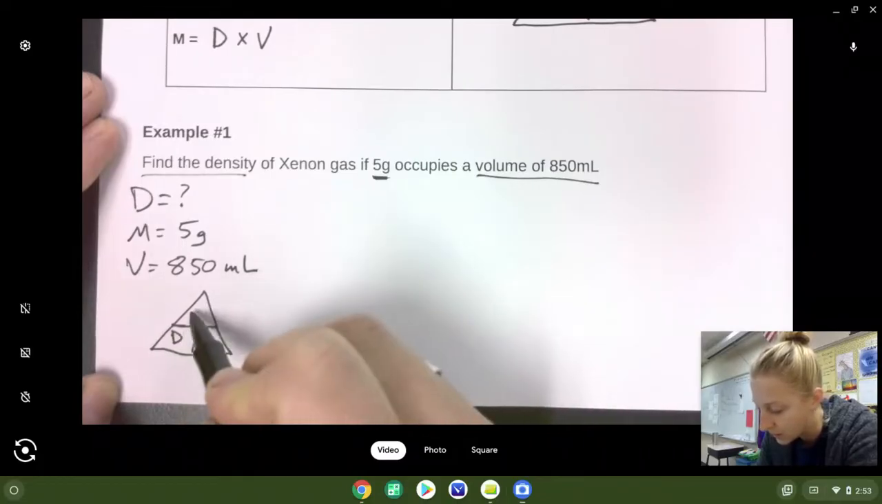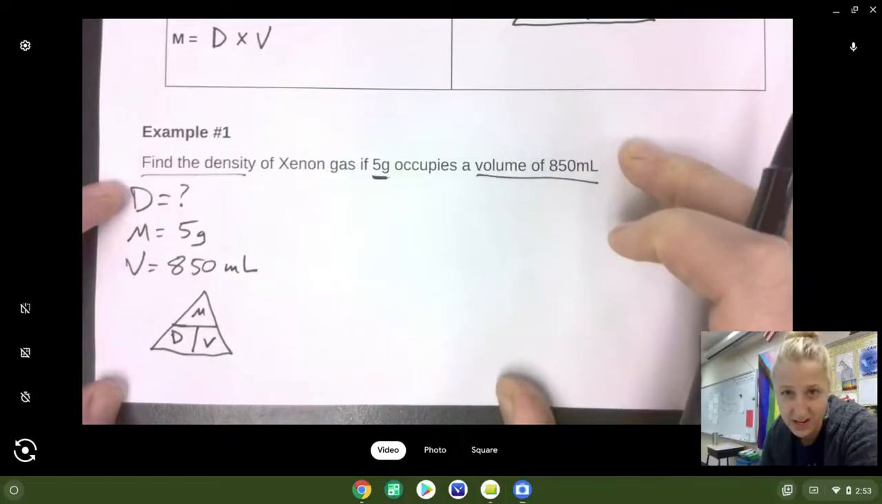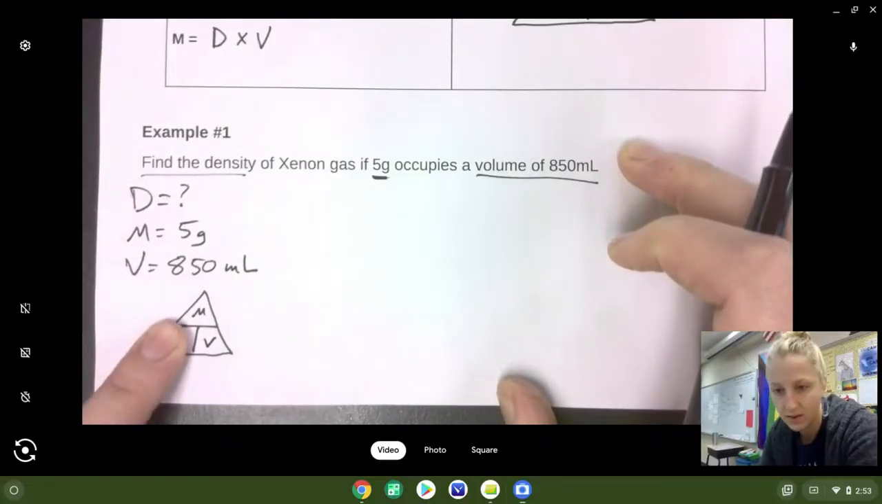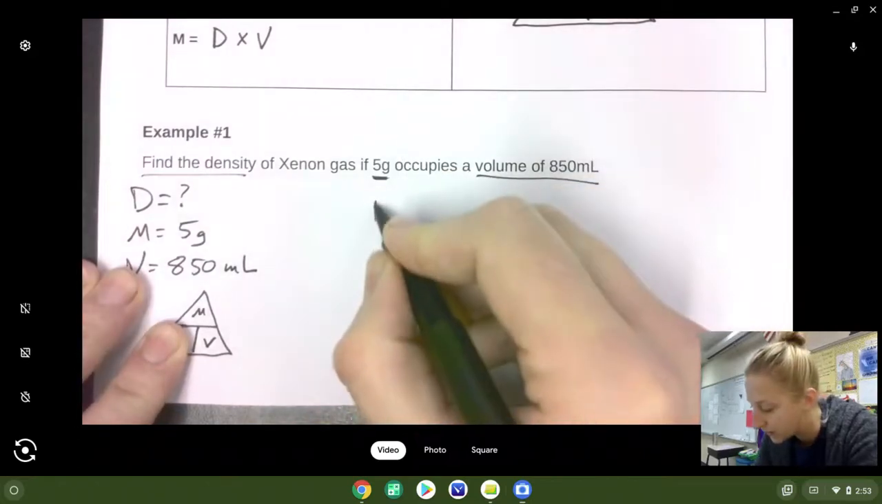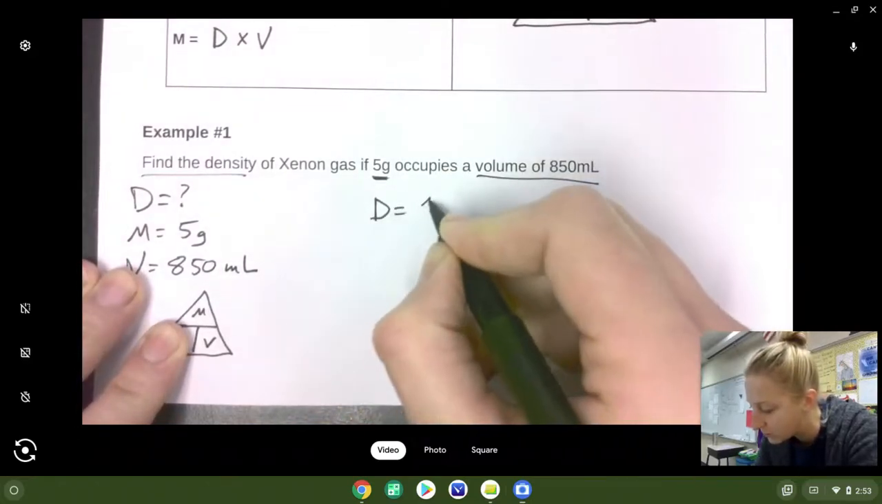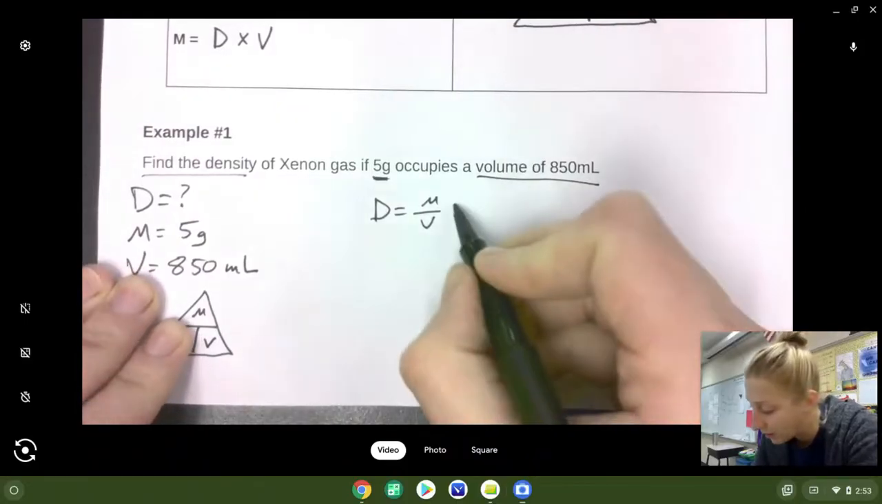So density, mass, and volume, okay? I'm looking for density. I don't know my density, so I'm going to cover that one up, and I'm left with mass over volume. So my beginning formula is density equals mass over volume. Now all I got to do is plug in my numbers.